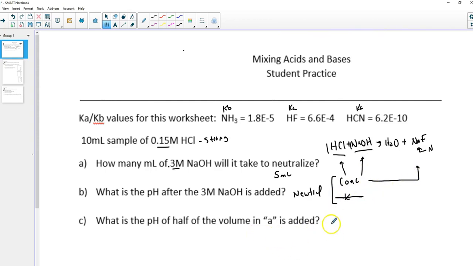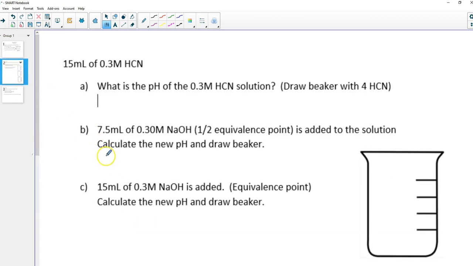What's the pH at this point? It is going to be 7. A strong acid plus a strong base will yield a neutral solution if they're matched with equal concentrations, equal amounts, equal moles. Okay. All right. Next one.